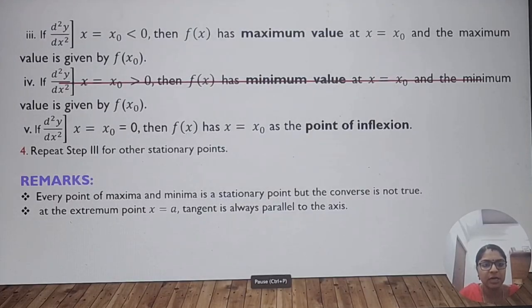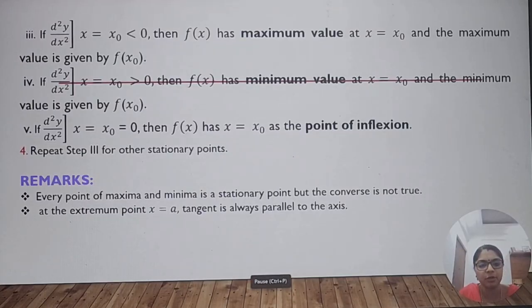And one more, the last one, if d square y by dx square at the point x is equal to x0 is equal to 0, then we have to say f of x at x is equal to x0 is a point of interest. So at last, the working rule: repeat step 3 for other stationary points. The same step we have to repeat for getting the remaining stationary points also.